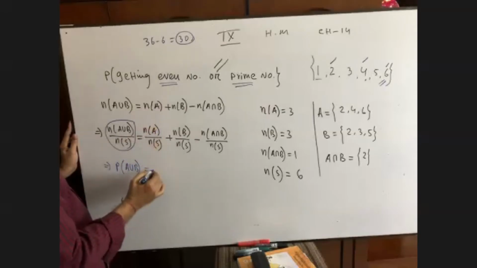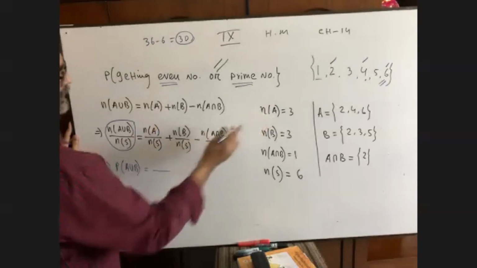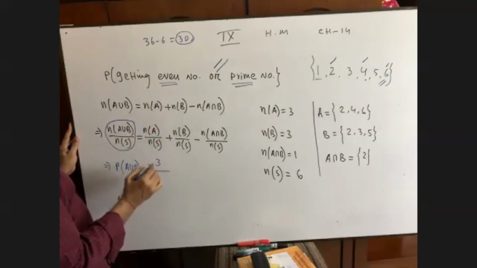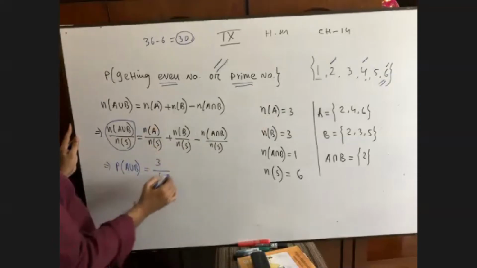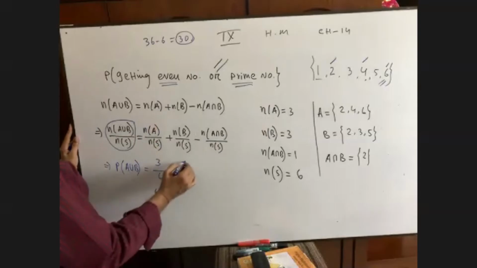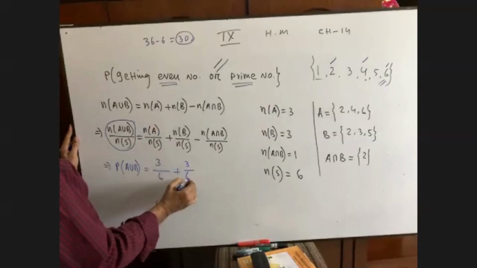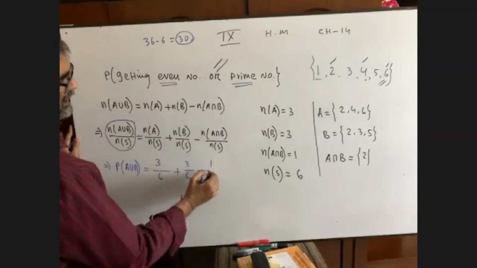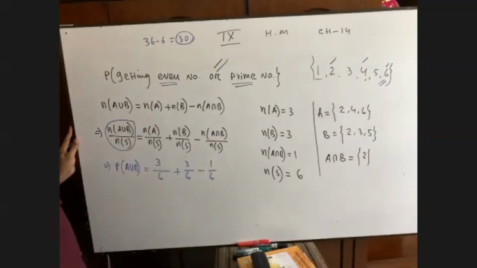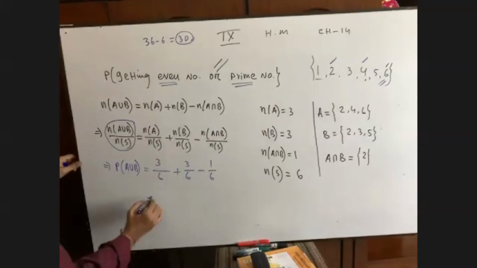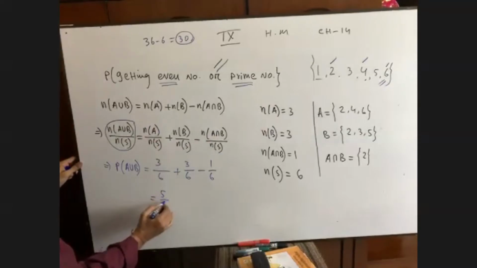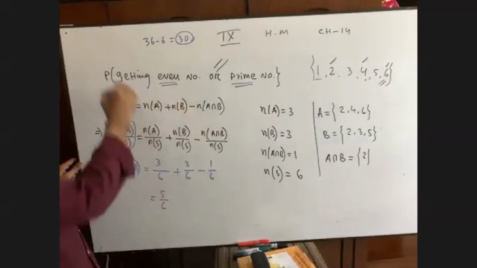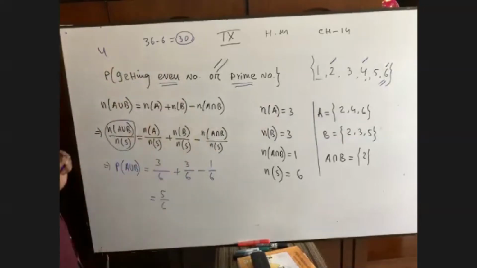N of A, what is N of A? I found N of A equals to 3. N of S is what? 6. N of B equals to what? 3. So 3/6 plus 3/6 minus N of A intersection B, what? Can you please calculate it? 5/6 is the answer. So this is the way you have to do it. It will be given in the exam for 4 marks and you have to do what you have done.